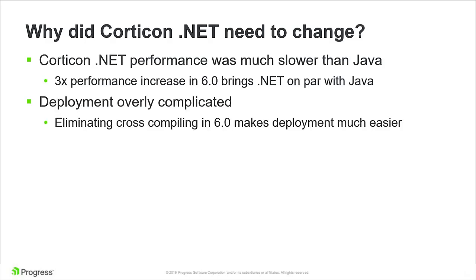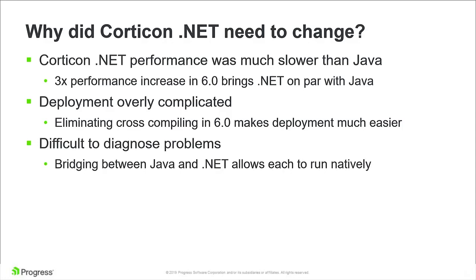Other benefits we get: the old approach with the cross-compilation was very complicated. It was hard for users to adopt, to integrate with their CI/CD, continuous integration, continuous deployment practices. There were more ways that you could make mistakes and get something wrong because of the level of complication. With 6.0, you don't have to do any of that. It's much easier to integrate a decision service with 6.0 with your .NET application.